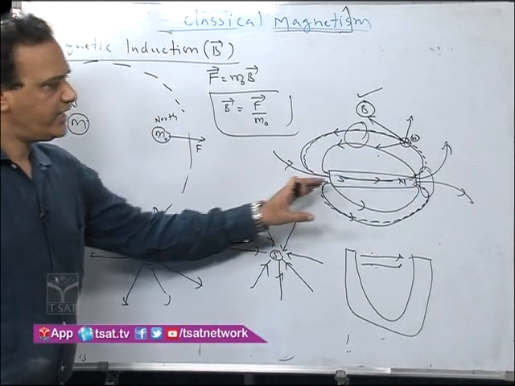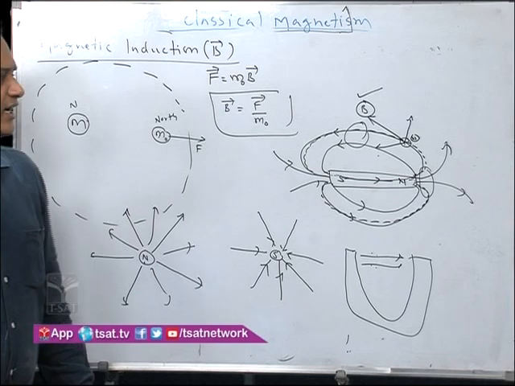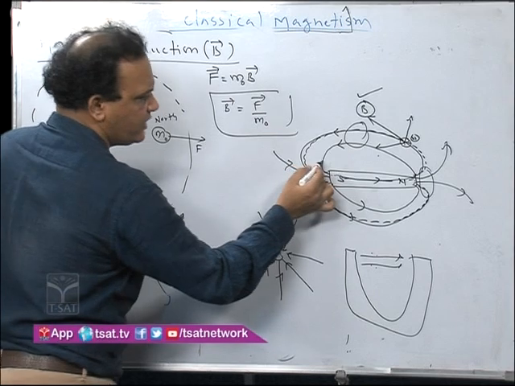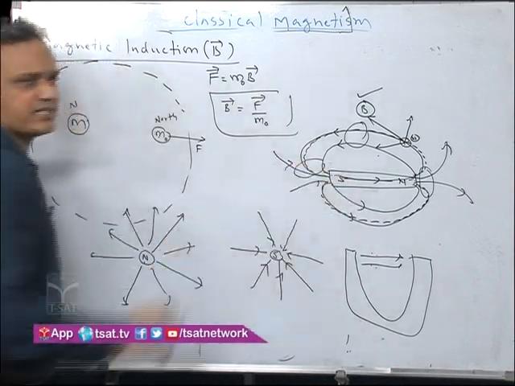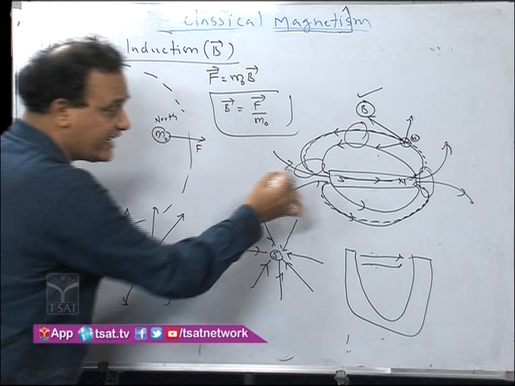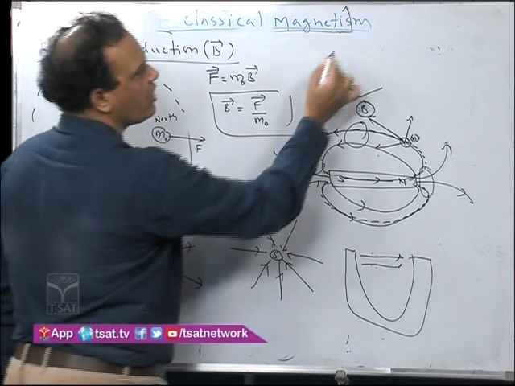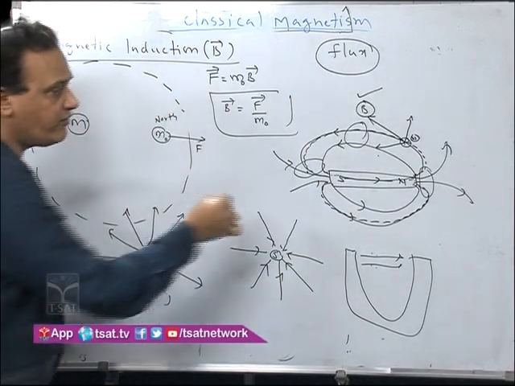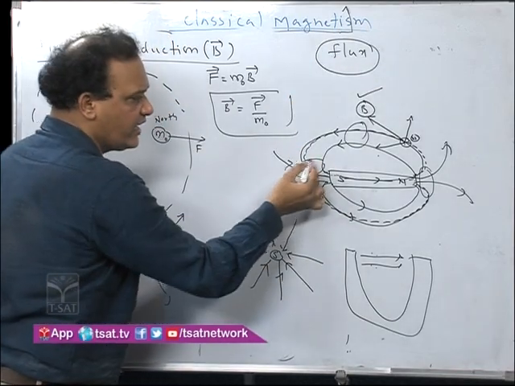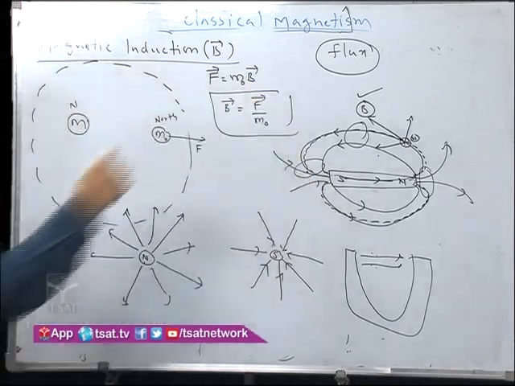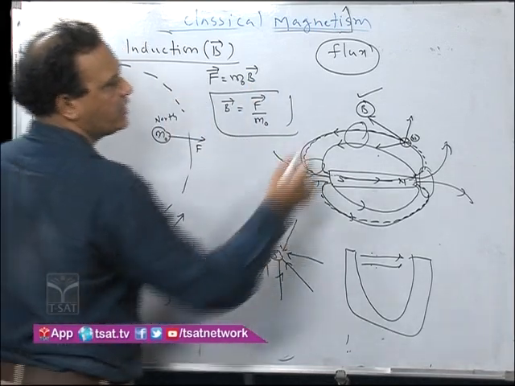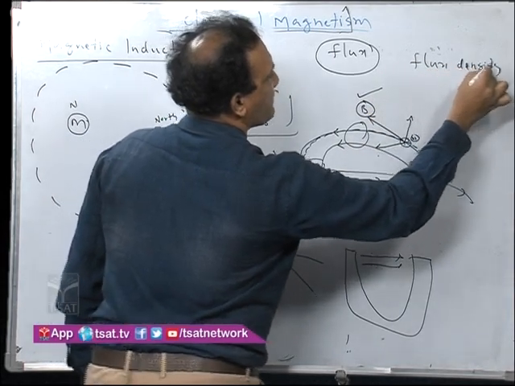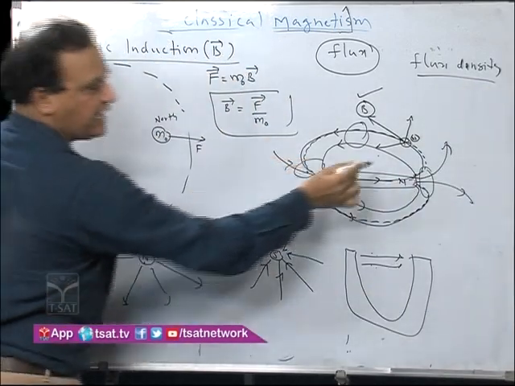Now in this case, the number of lines passing through a given area, I am taking one particular area, the number of lines passing through the given area is called flux. So it is also called magnetic flux. But the number of lines passing through per unit area, if the area changes, the magnetic field also changes. So magnetic induction is also called flux density.